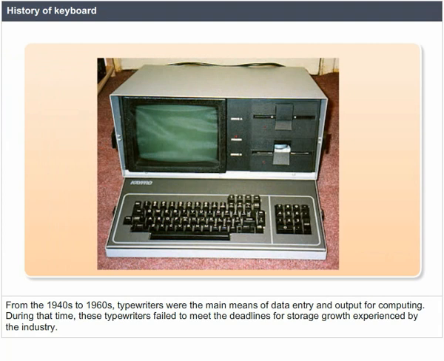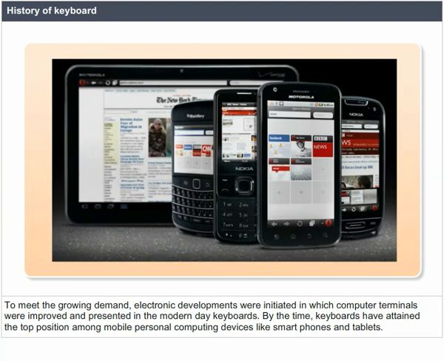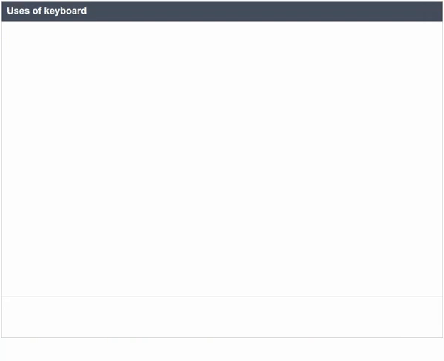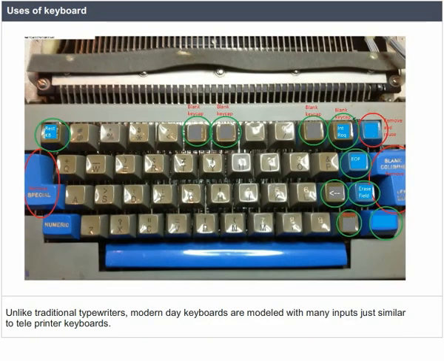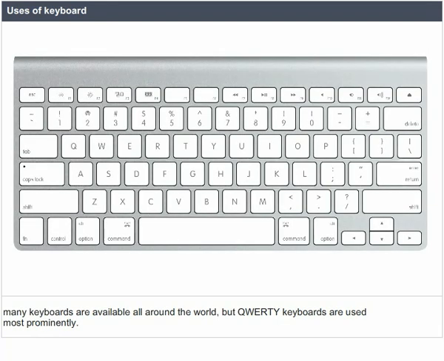To meet the growing demand, electronic developments were initiated in which computer terminals were improved and presented in the modern-day keyboards. By this time, keyboards have attained the top position among mobile personal computing devices like smartphones and tablets. Uses of keyboard. Unlike traditional typewriters, modern-day keyboards are modeled with many inputs just similar to teleprinter keyboards. Many keyboards are available all around the world, but QWERTY keyboards are used most prominently.